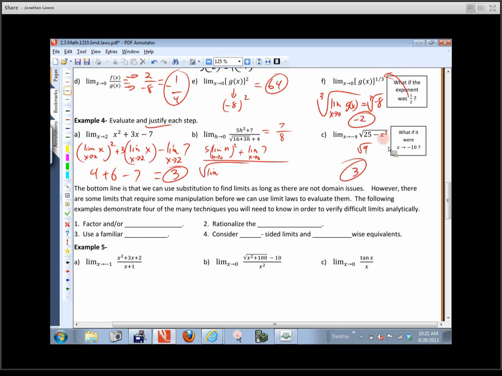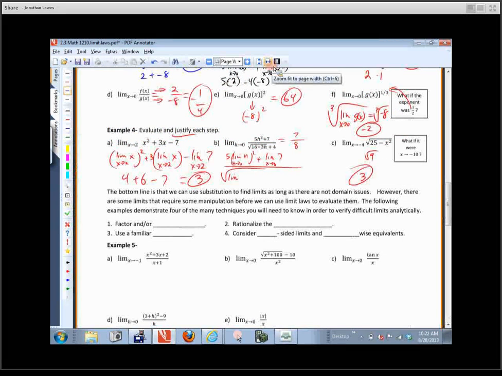What if that were a -10? So the limit as x approaches -10. Wouldn't be okay because we'd have 25 minus 100, finding the square root of -75, not a real number. We're interested in real number answers here. Okay, are there any questions there? Would that just be undefined? Yeah, we'd say undefined or does not exist.